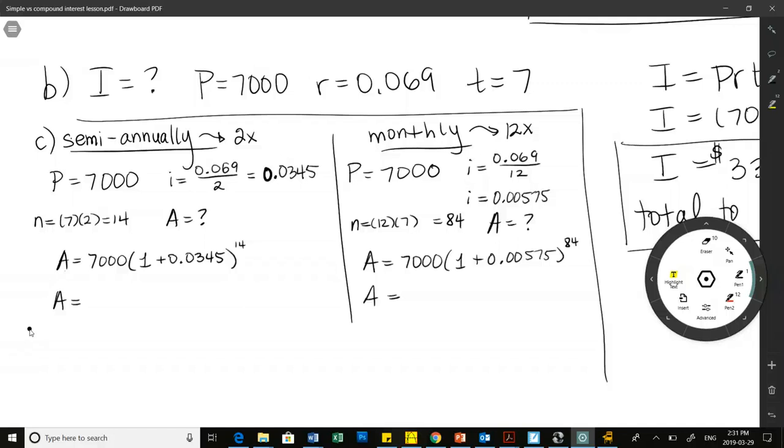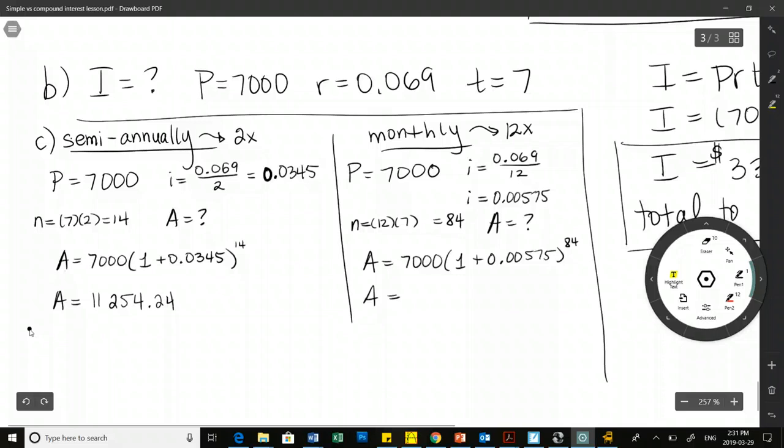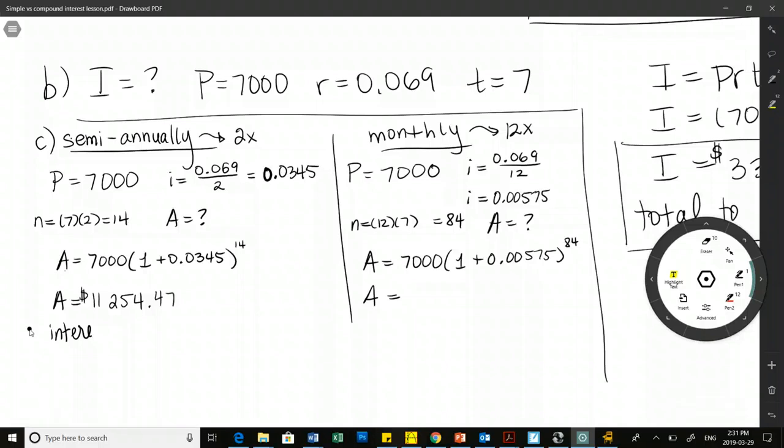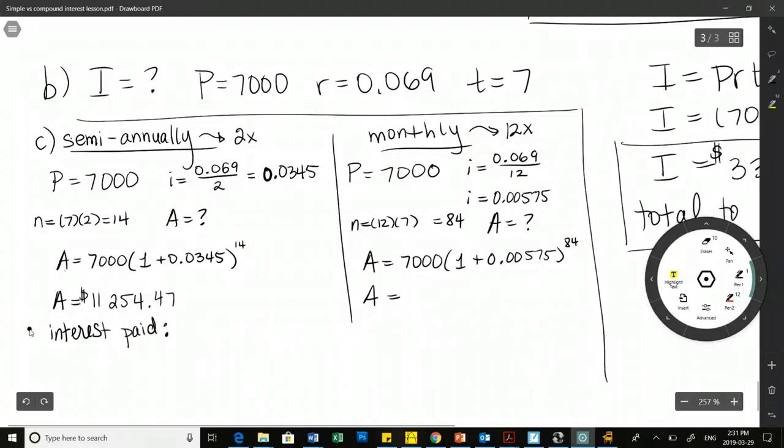Does anyone have an answer for the first one here for us? Sorry, what was it? 11,254.24? 24 cents? Okay, and what is the interest owed? 47 cents? Because yesterday you told us I thought it was cents. Well, if it's money, usually money gets rounded up, right? So they're not going to lose out on even 0.01 of a cent.